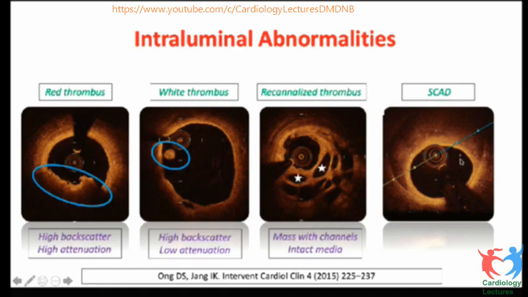This is your intramural hematoma. Even though it is not an intraluminal abnormality, I put it here because it is often confused with your recanalized thrombus once you develop channels in this thrombotic part. So how do you differentiate? You just see here the media. Here the media is continuous all around. Here you see the media is split and there is accumulation of blood in the media. This is your spontaneous coronary dissection.